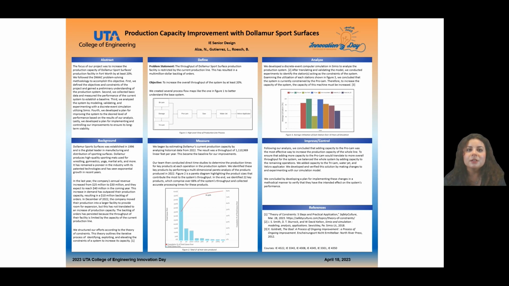Dollamur was established in 1996 and is the global leader in manufacturing and distribution of sporting surfaces. The company has seen exponential growth in recent years, but their production capacity has been unable to keep up with this growth, resulting in a multi-million-dollar backlog of orders. The purpose of our project was to address this issue.